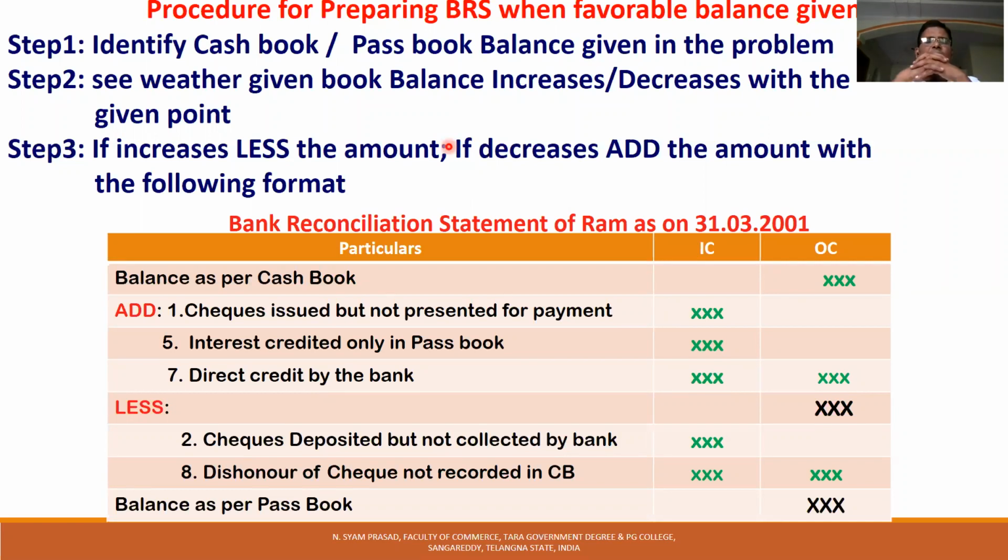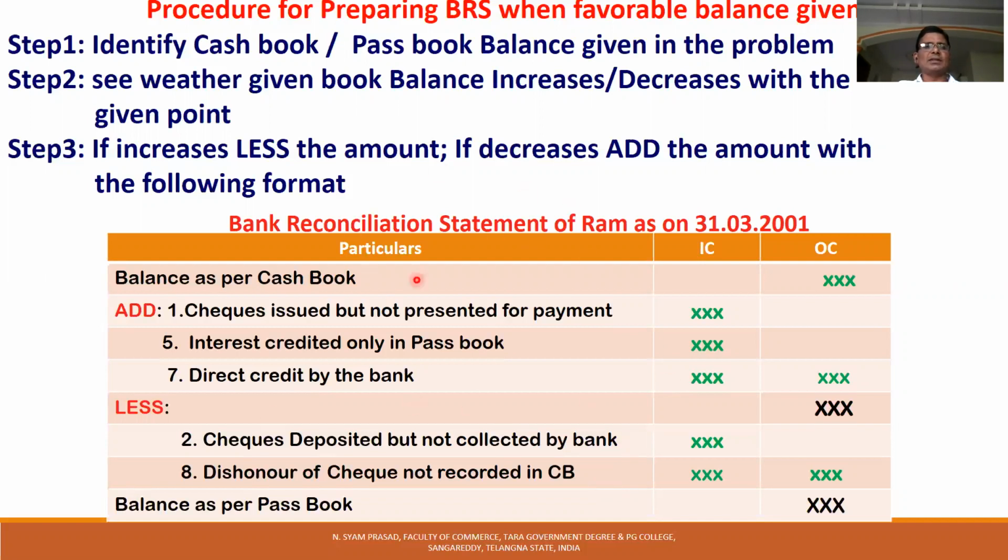I have already given 8 points. For every point, you have to see whether the cash book balance increases or decreases, or the passbook balance increases or decreases. If, according to the balance given, it increases, you less the amount. If it decreases, you add the amount, with the following format. So, 3 points. First, you have to see which book balance is given, whether cash book balance or passbook balance. This is about favorable balance.